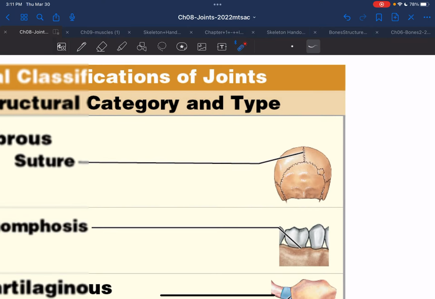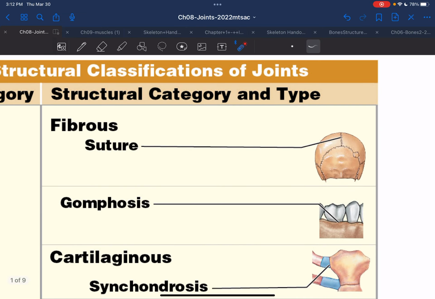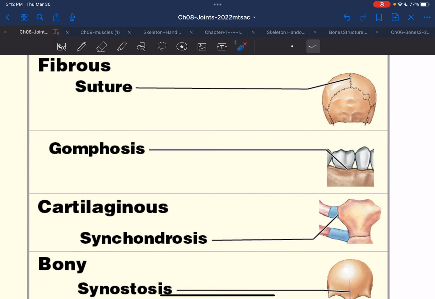So this is what we mean by synarthrosis: we classify these as joints because there's still one bone meeting another, but it's not very mobile. And so we consider the ones that you find in your skull as sutures.